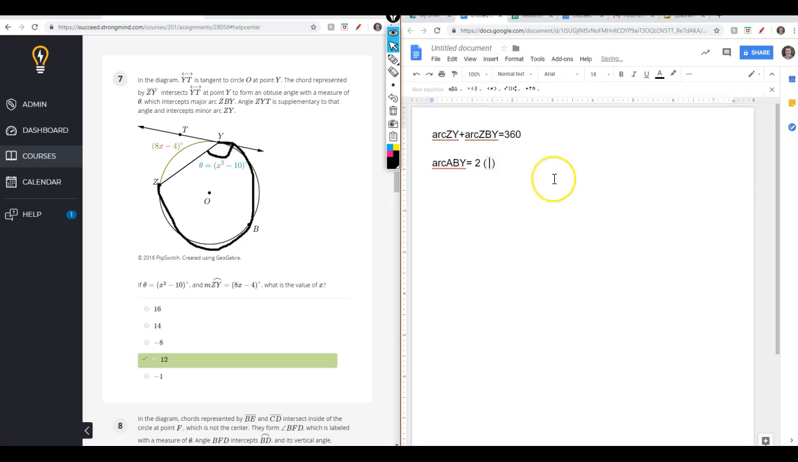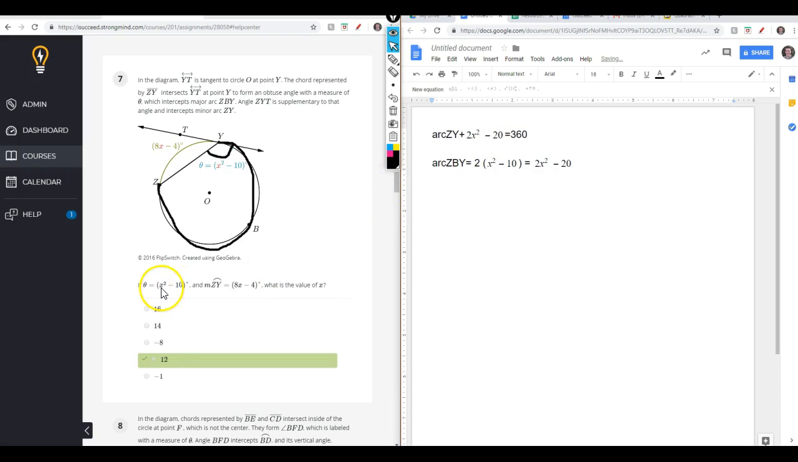So we have that x squared minus 10, it's right there. So then we have 2 times that. So we would distribute it. So then that would end up being 2x squared minus, and 2 times negative 10 is negative 20. So now we know that arc ZBY is equal to 2x squared minus 20. So if I come up here, I can substitute that in.